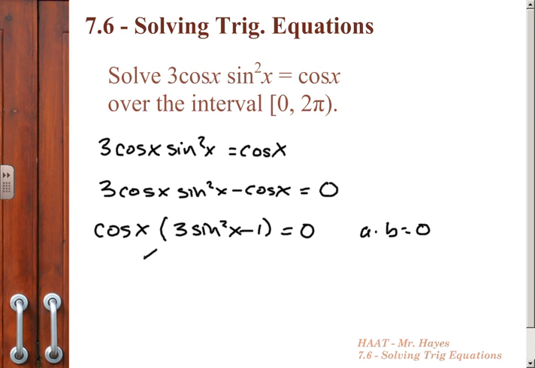So that means that either cosine of x is equal to 0 or 3 sine squared x minus 1 is equal to 0. This one right here, it happens in two different places. Where is cosine of x equal to 0? Where are your x values on your unit circle equal to 0? Okay, the only two places where that can happen is going to be at 90 degrees and 270 degrees.